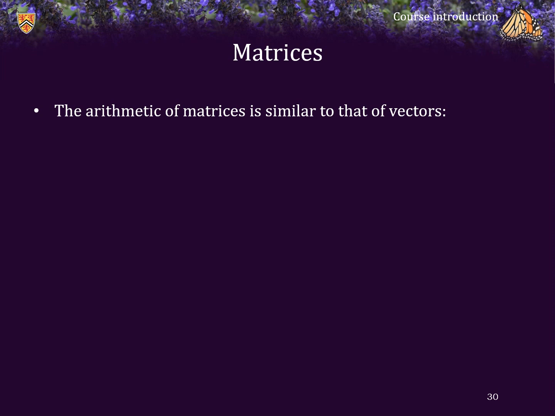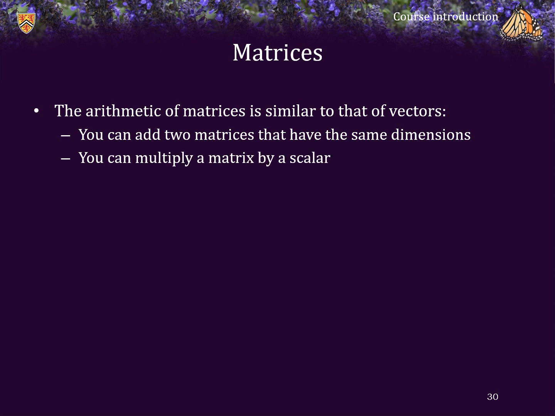Now, the arithmetic of matrices is similar to that of vectors. So, for example, with the plus operator, you can add two matrices that have the same dimension. And of course, the sum will have the same dimension as both of those operands. You can multiply a matrix by a scalar, and the dimension remains unchanged. This simply multiplies each entry of the matrix by that particular scalar.